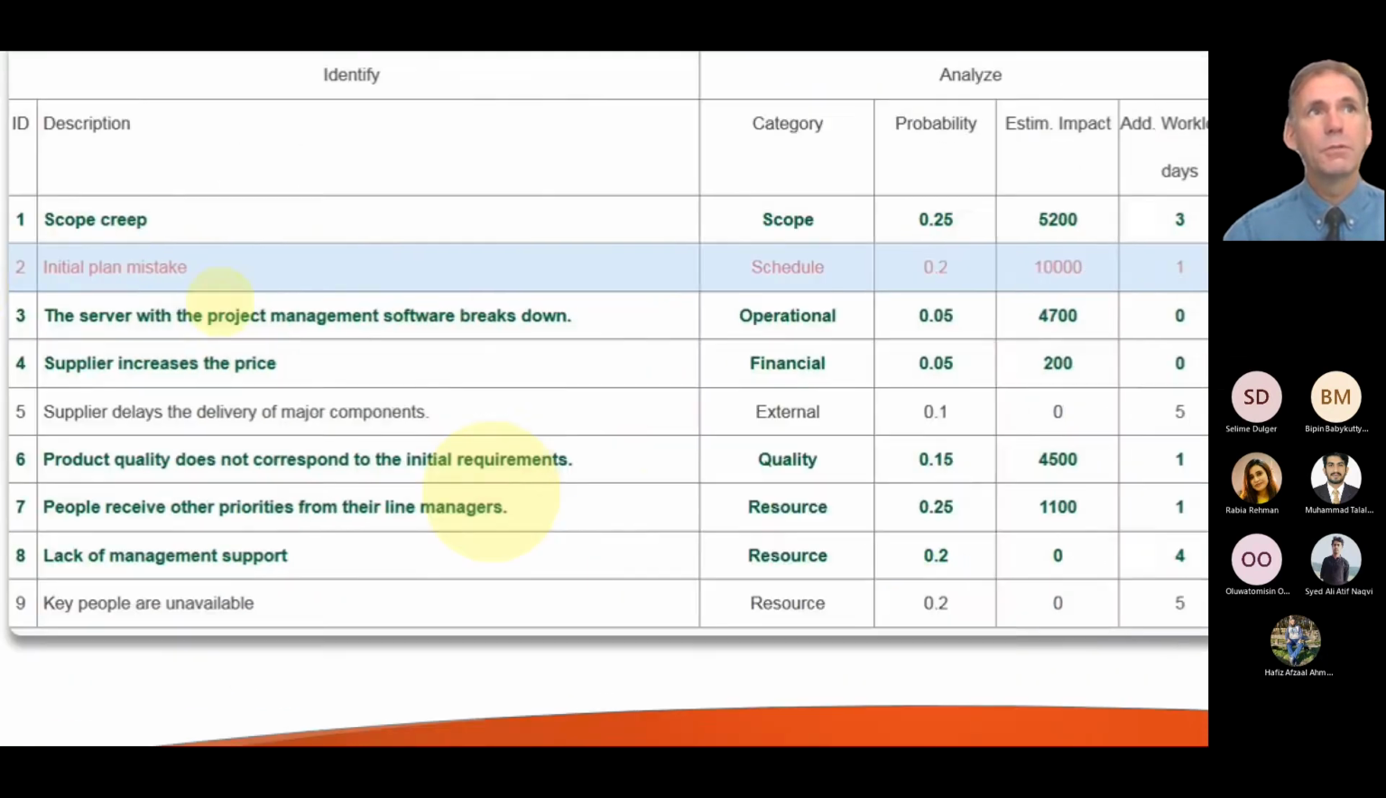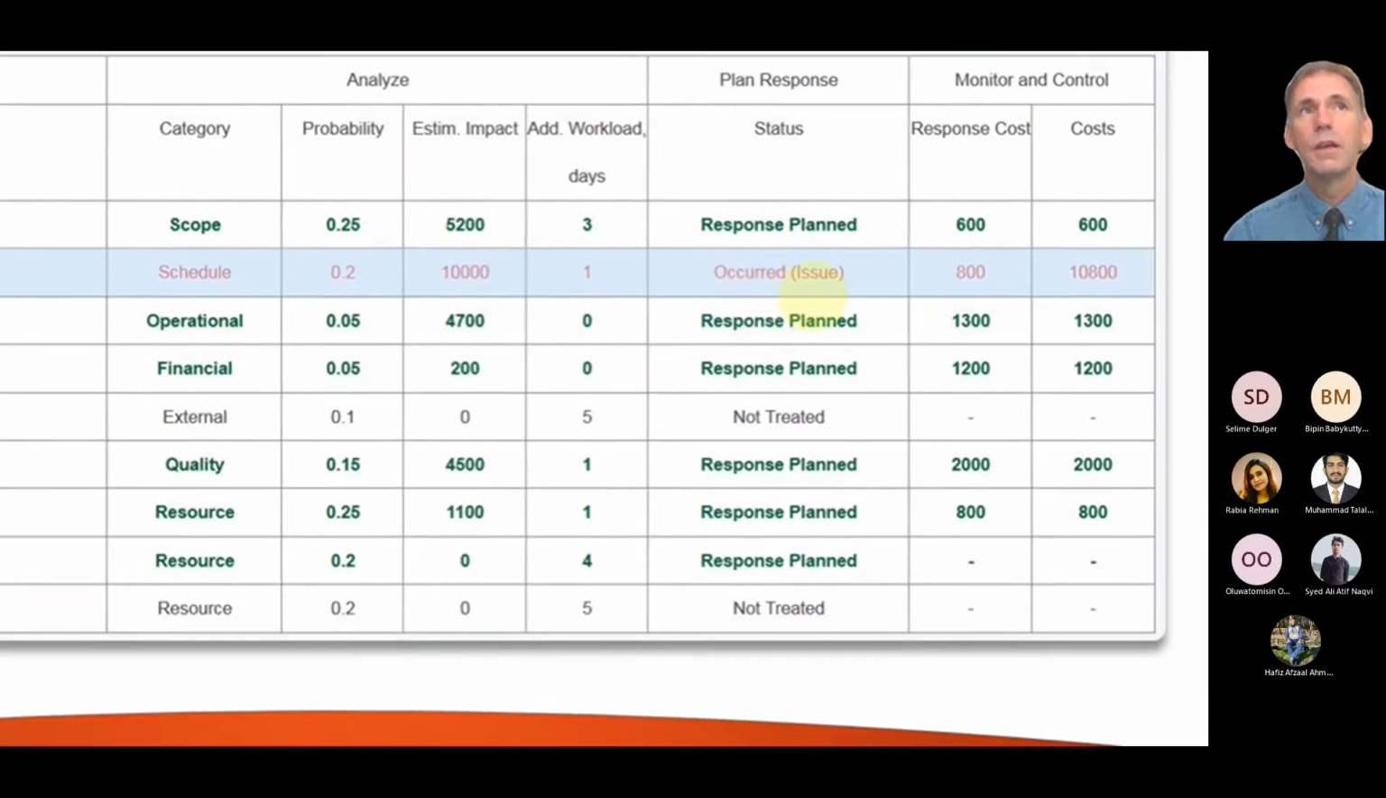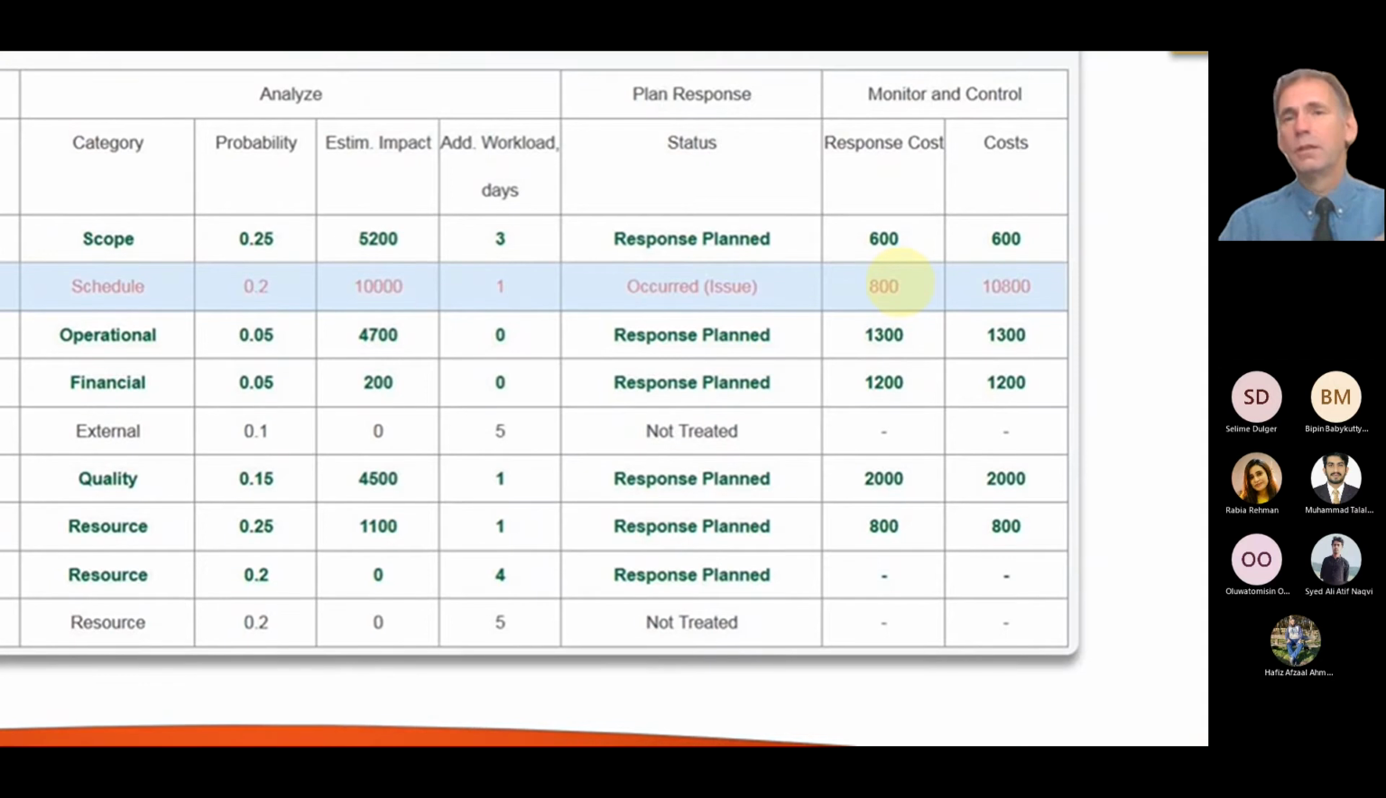What would happen if we made a mistake with the plan? Well, it would do this and this and this, oh, and look, this one's actually occurred. So we can figure out what it did cost us and put it against what we expected. And you can see there the estimated impact was 10,000, the actual impact was 10,800. So it was a decent estimate.